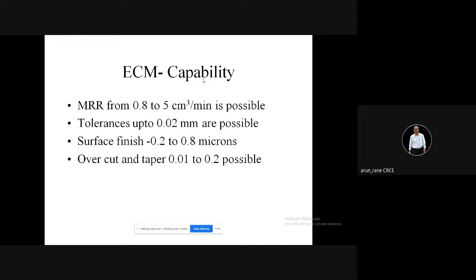Overcut means on the mouth, that is on the surface, the size will become a little more. Suppose you want a cavity of say 50 by 50, then on the surface or on the mouth, it may increase by say 30 or 40 microns, maybe around 2 or 3 millimeter deep. And you also get a draft, that is taper on the side walls.